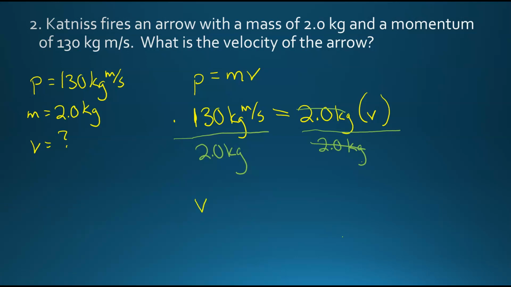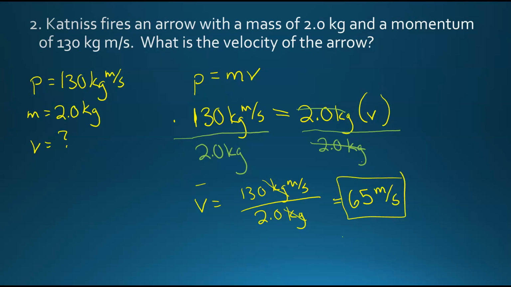V equals 130 kg m/s divided by 2 kg. So 130 divided by 2, if you want to plug that in your calculator, it's absolutely fine. But we should get 65 for the number. And then the kgs actually cancel out to leave us with meters per second. And we know that that is a velocity unit.